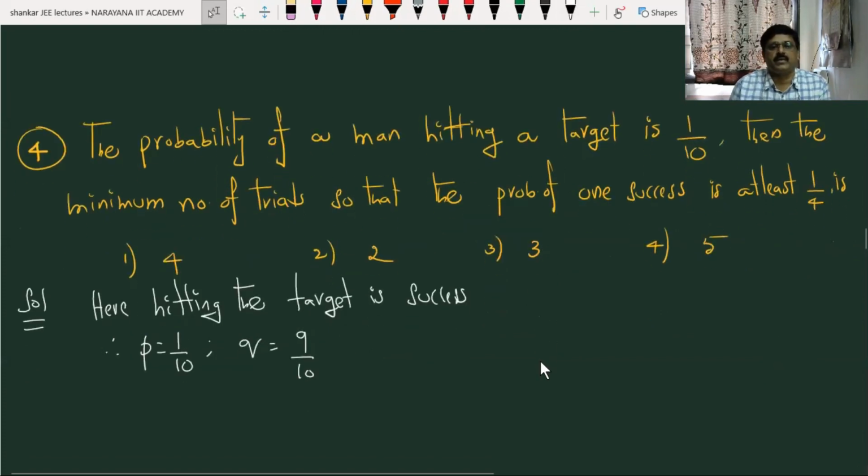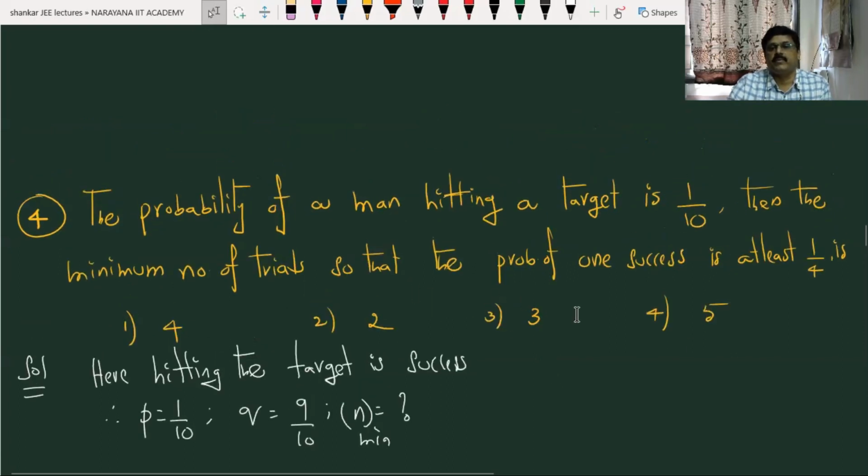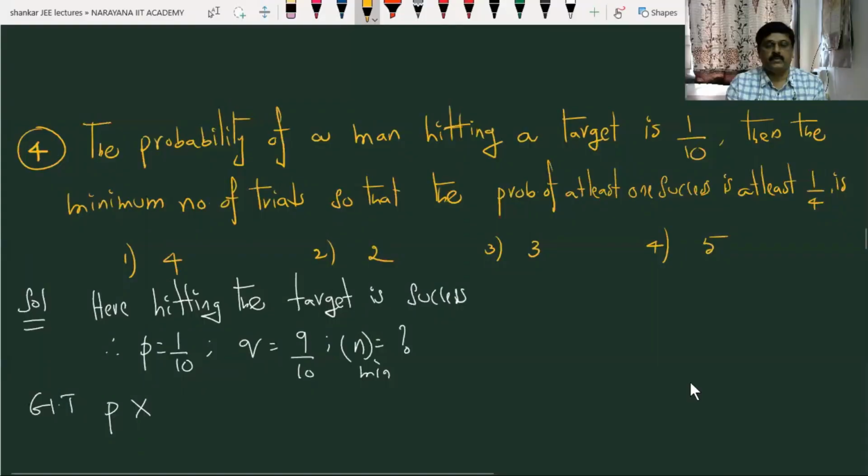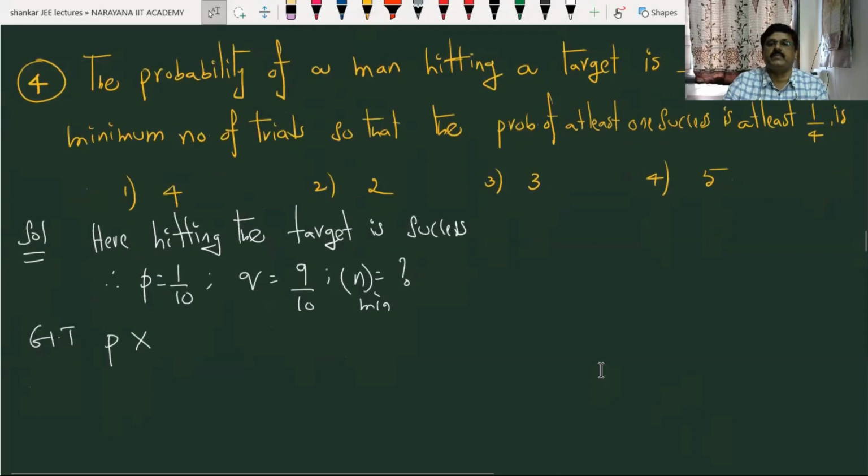Now, what is our task? Our task is n, that is, the minimum value of n, how much? Okay, students, now read the data. The minimum number of trials so that the probability of one success is at least 1 by 4. So carefully you have to watch, students. Probability of at least one success is at least 1 by 4. So P of x greater than or equal to 1.